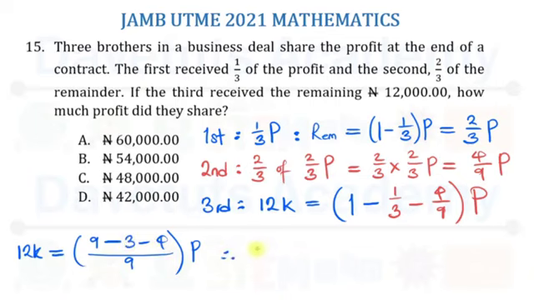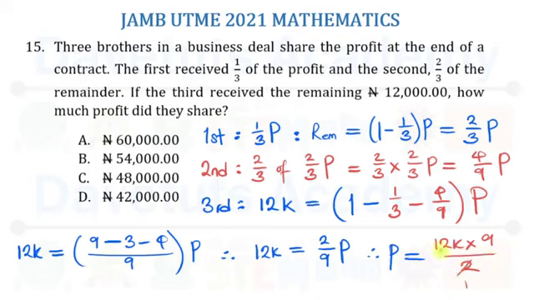So I'm having 12K is equal to 2/9P. And P will be just a matter of cross multiplying. It's as if I have 12/1. If I cross multiply, then I'm going to have it that P will be 12K times 9/2. The 2 here and 2 in 12K is 6K. 6K times 9, that's going to be 54K. So my P is nothing but 54K.